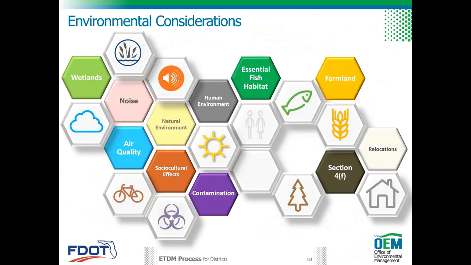During these screening events, the agencies provide comments about potential effects to the resources under their jurisdiction. For example, U.S. Fish and Wildlife Service provides comments about potential effects to protected species and habitat. The environmental resource considerations in ETDM are the same ones we study in more detail during PD&E. The information we receive in the ETDM process helps us focus our PD&E study.